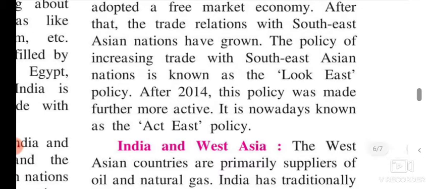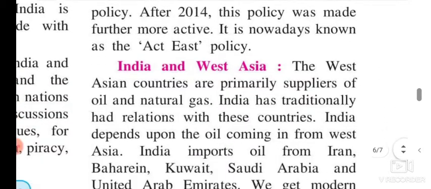The policy of increasing trade with Southeast Asian nations is known as the Look East policy. After 2014, this policy was made even more attractive. It is nowadays known as the Act East policy.